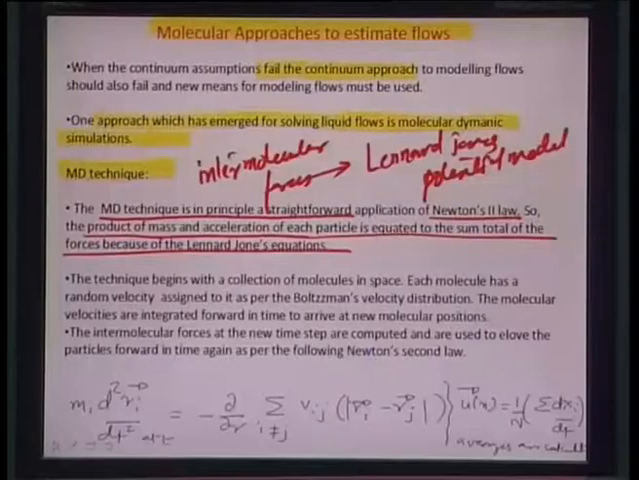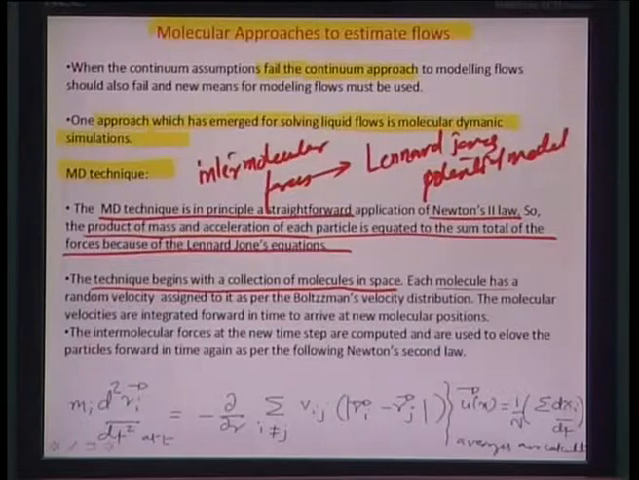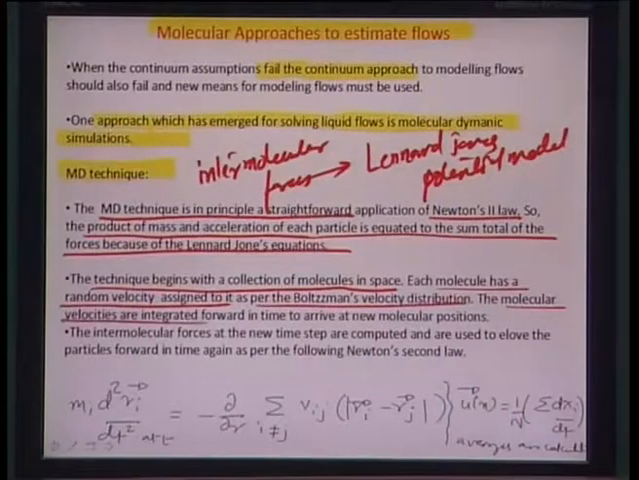Okay, so essentially that is what we are doing here. The product of mass and acceleration of each particle is equated to the sum total of forces because of Lennard-Jones equations, and the technique really begins with a collection of molecules in space. Now each molecule has a random velocity assigned to it as per Boltzmann velocity distribution, and the molecular velocities are integrated forward in time to arrive at the new molecular positions.